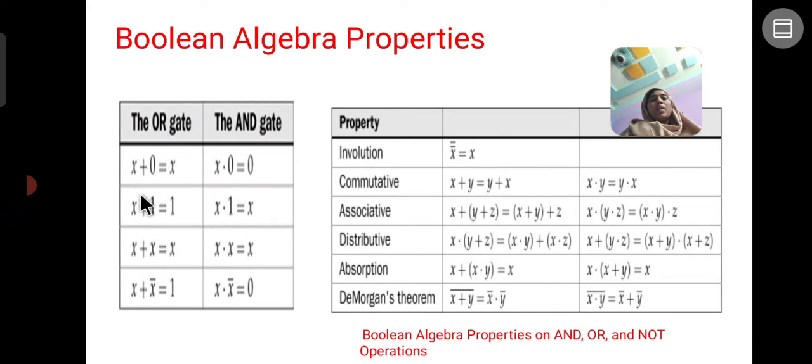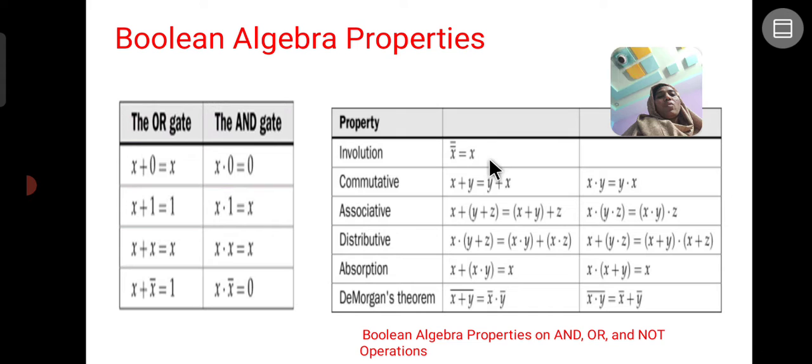These theorems are x plus 0 equal to x, x plus 1 equal to 1, x plus x equal to x, x plus x bar equal to 1. All these rules are called OR gate rules. Next is the AND gate. X dot is the AND. So x dot 0 equal to 0, x dot 1 equal to x, x dot x equal to x, x dot x bar equal to 0. These four are ANDing. These are the properties, as I discussed.